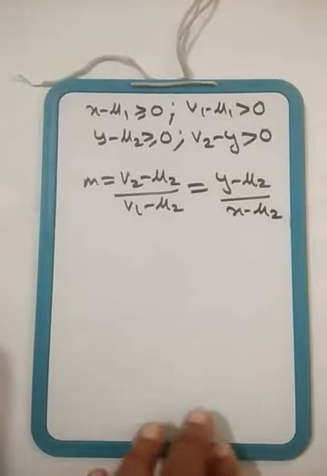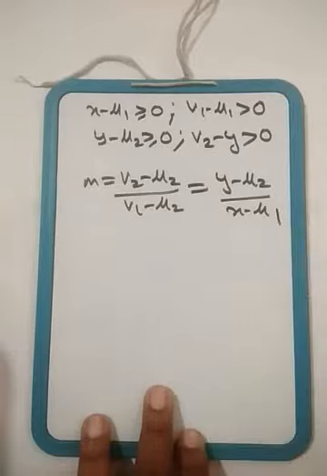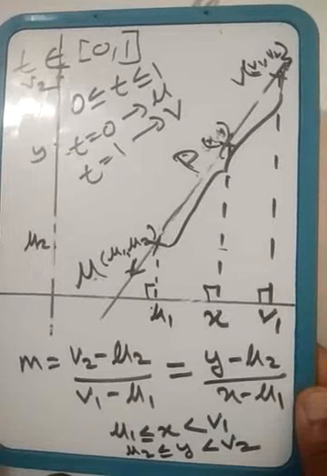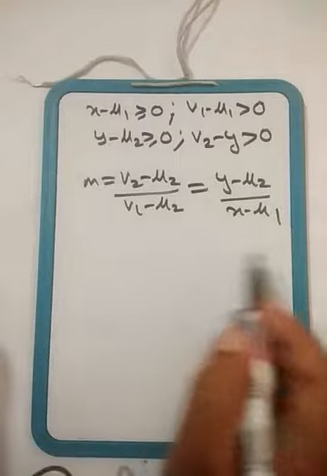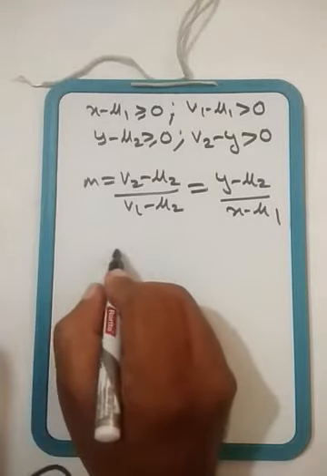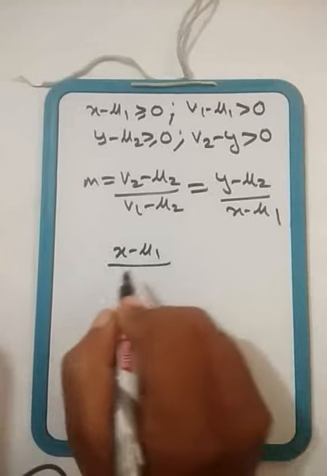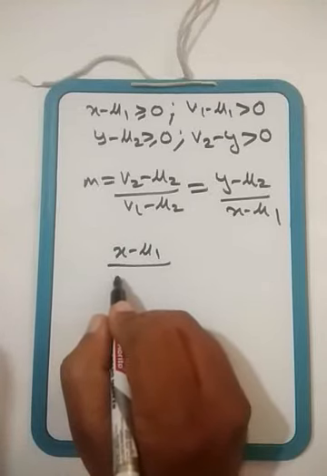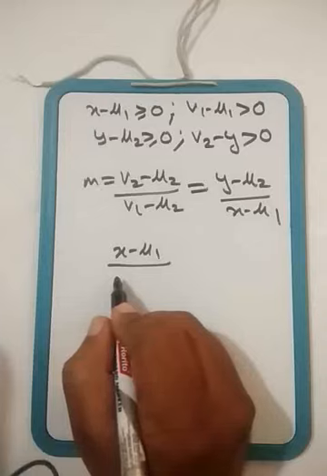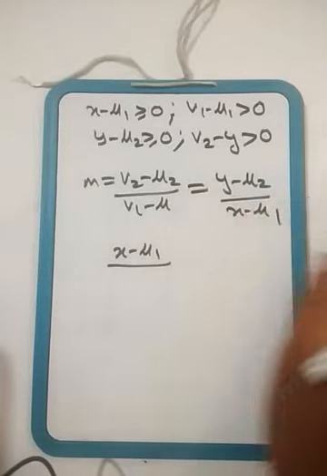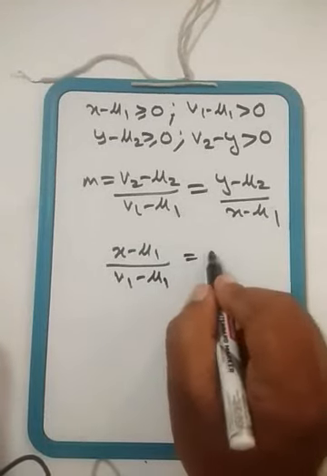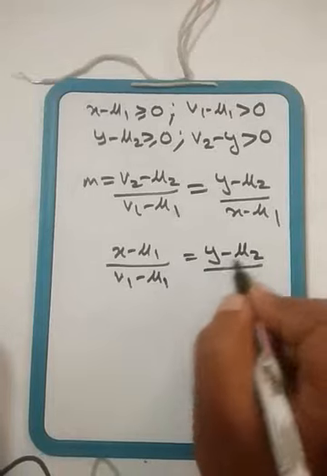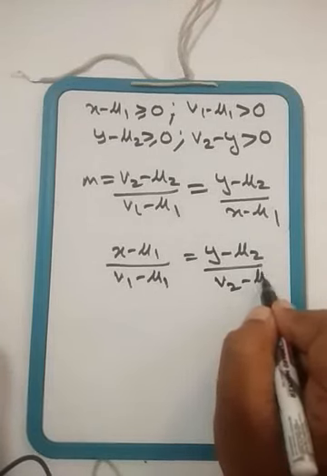So u1, right? So what do we have? Cross multiplication. So x minus u1 upon v1 minus u1 is the same thing as y minus u2 upon v2 minus u2.